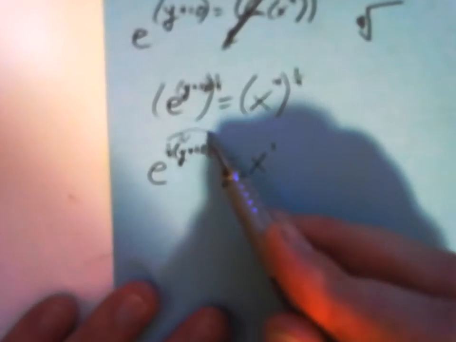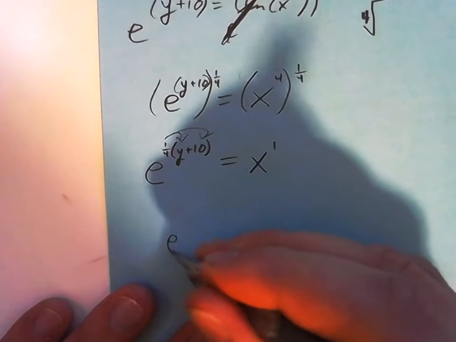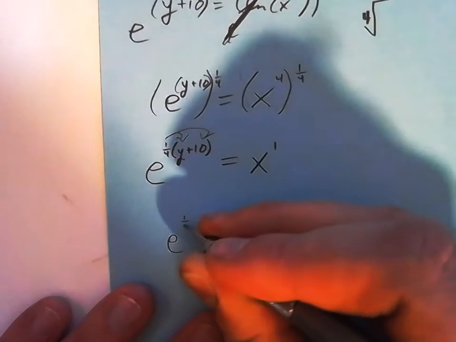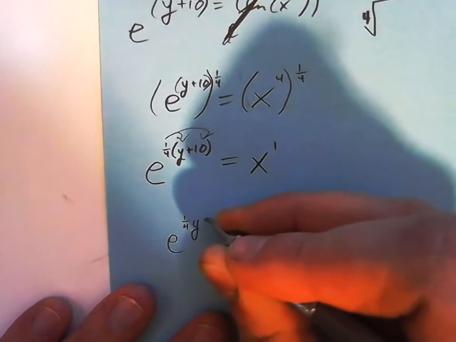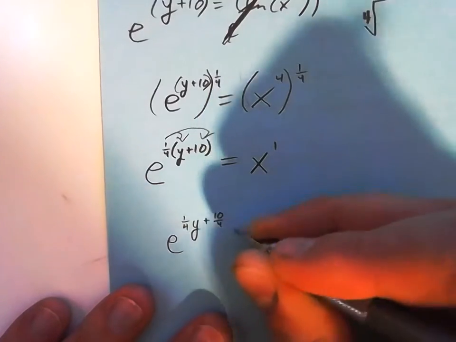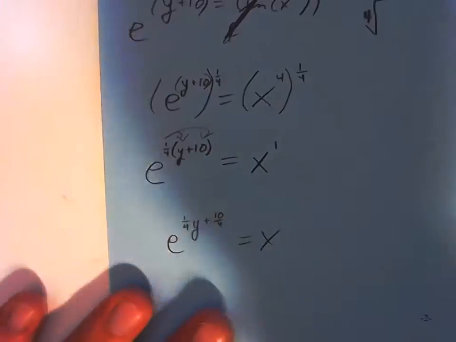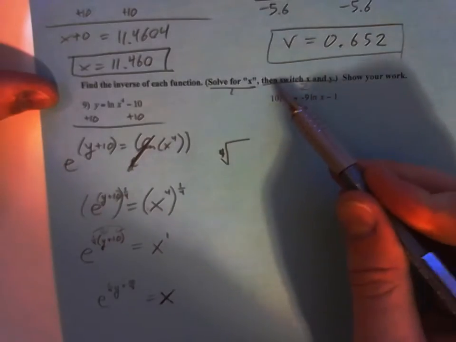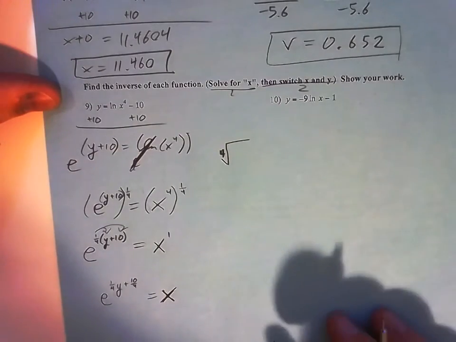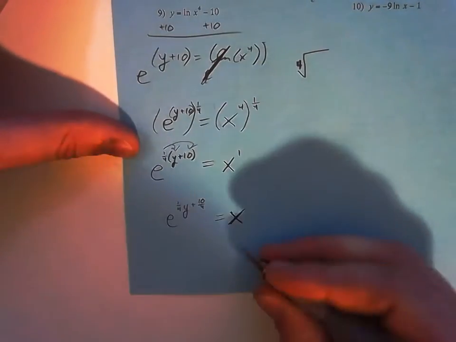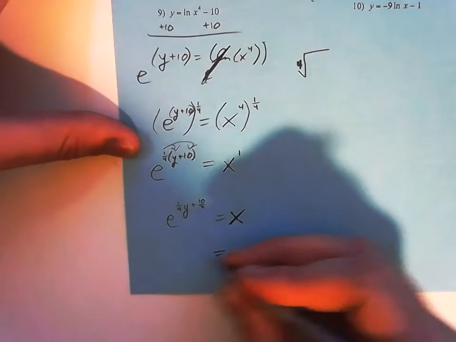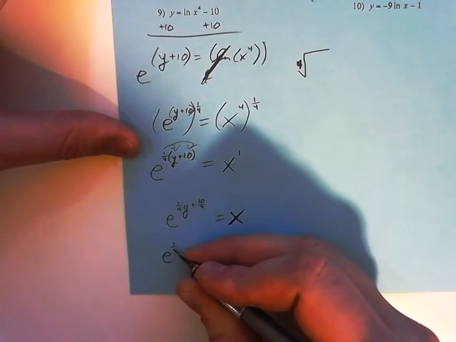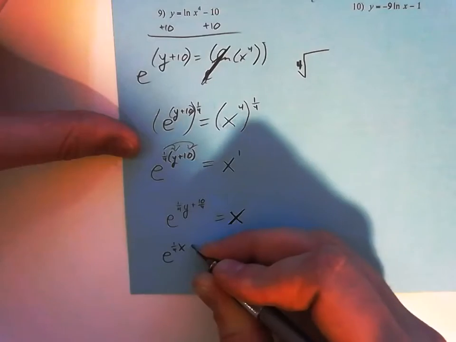1/4 times y, 1/4 times 10, e to the 1/4 y plus 10/4 equals x. Okay, that's not completely the inverse. We solved for x. Yay! X is by itself. Now we've got to do step 2. Switch the x and the y. Easy. The x becomes a y, and the y becomes an x.